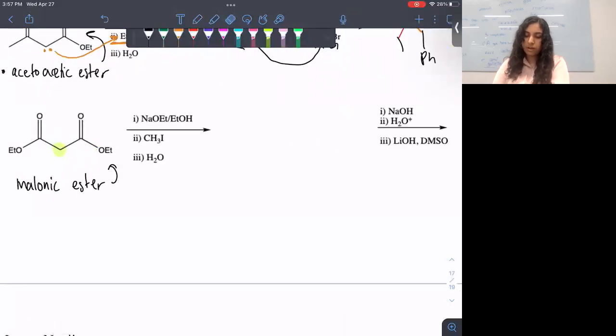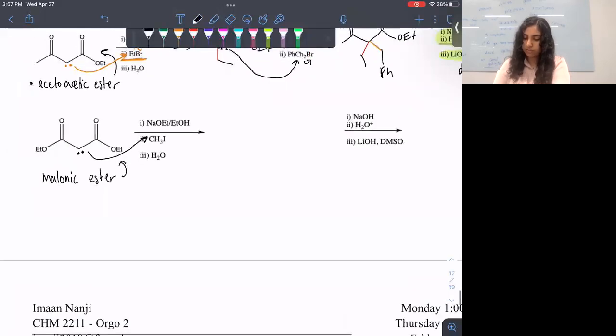Let's see, for the malonic ester, it's the same idea. The very first step, you have a base, so you deprotonate with the base. And then the next step, you attack the alkyl halide you have in solution. So we attack the methyl iodide, and then we've just substituted the alpha carbon with a methyl.